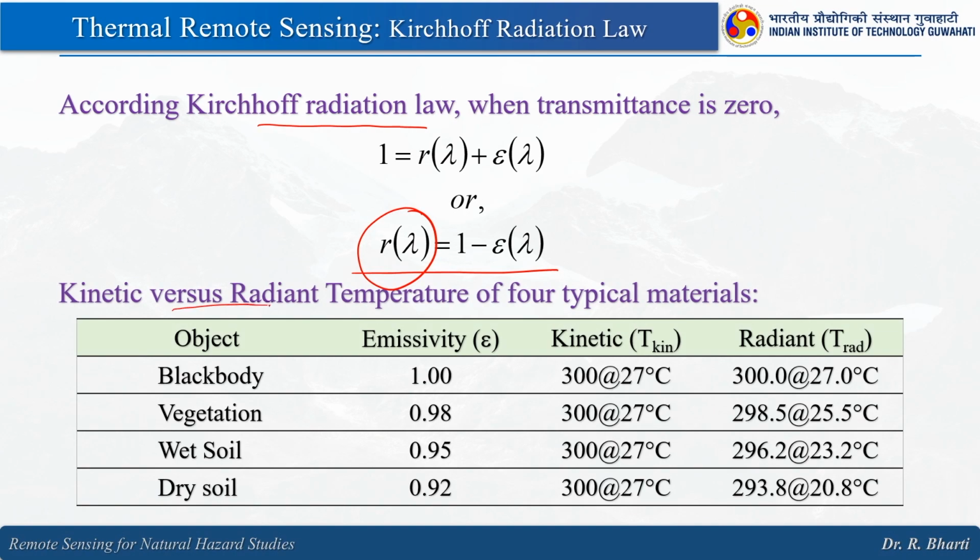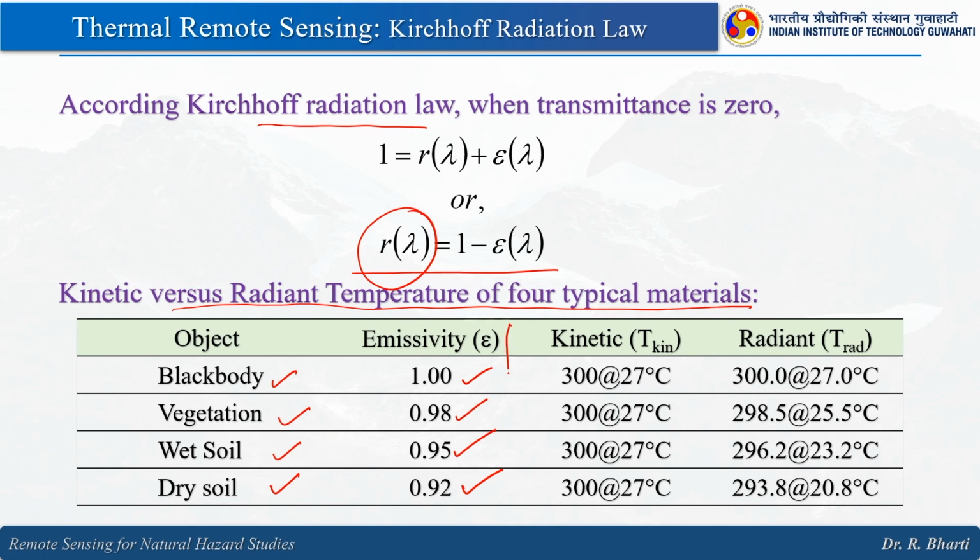So, the kinetic versus radiant temperature of 4 typical materials: the black body emissivity is 1, vegetation it is 0.98, wet soil it is 0.95, dry soil it is 0.92.